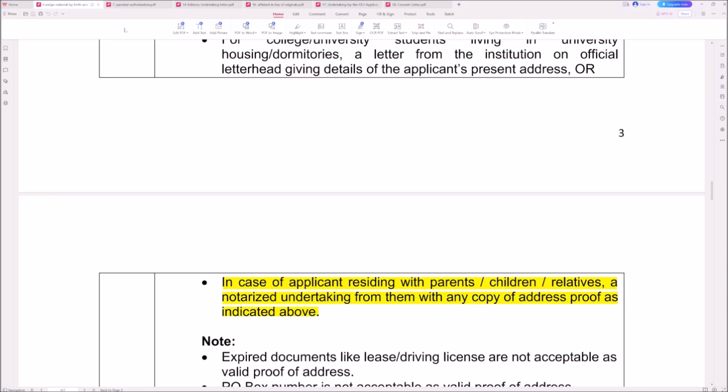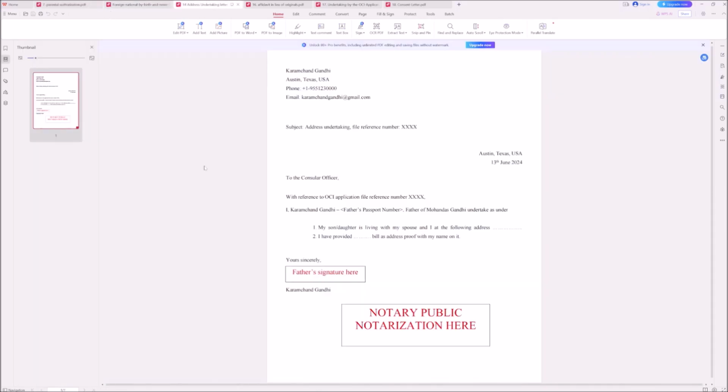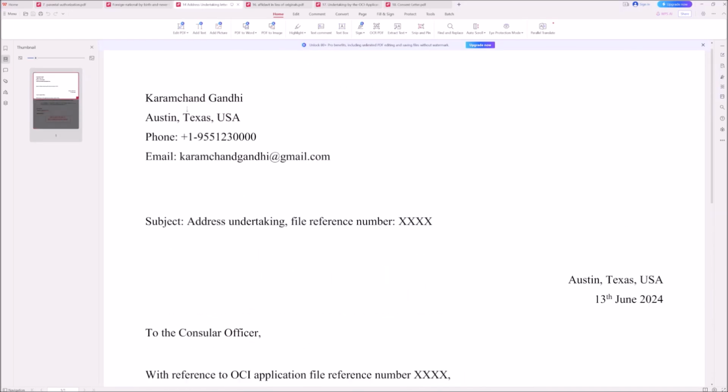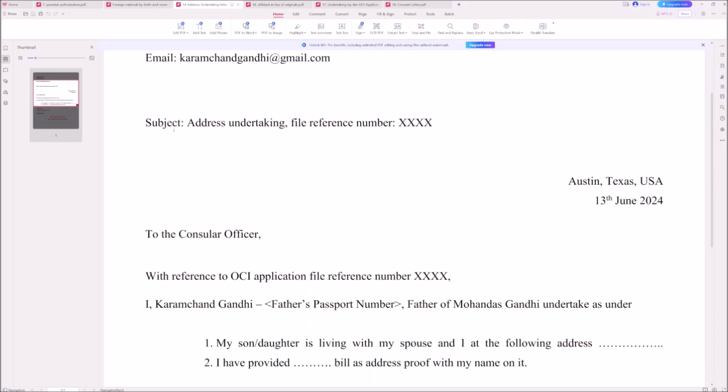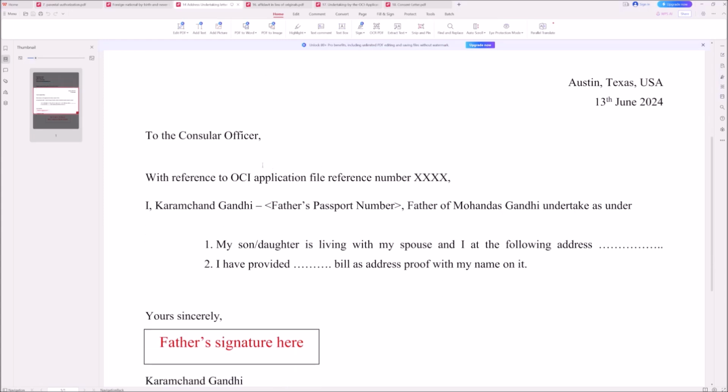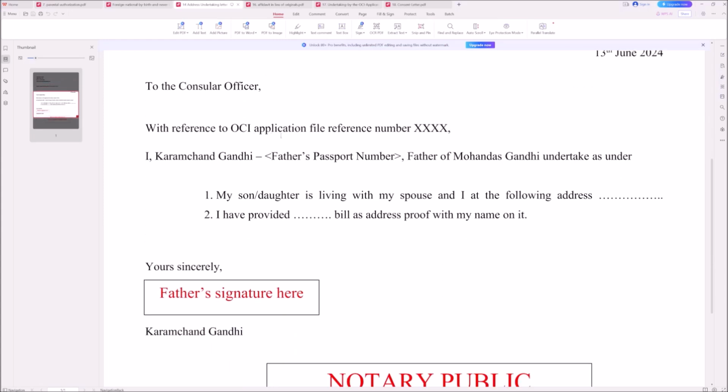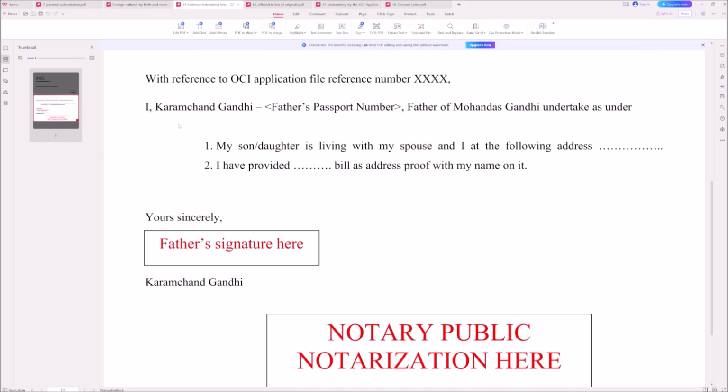So that particular form is this. You need to prepare this document. The father's name should be present in the from statement. There has to be subject, address, undertaking, file reference number, and this is the place name and the date. Then you mention to the consular officer, with reference to the OCI application file reference number: I, father's name, father's passport number, father of applicant's name or child's name, undertake as under: my son or daughter is living with my spouse and me at the following address, and I have provided a bill or driving license or any other proof as address proof with my name on it.